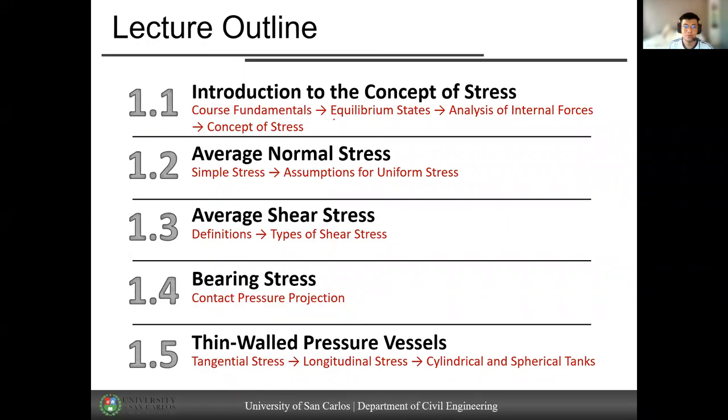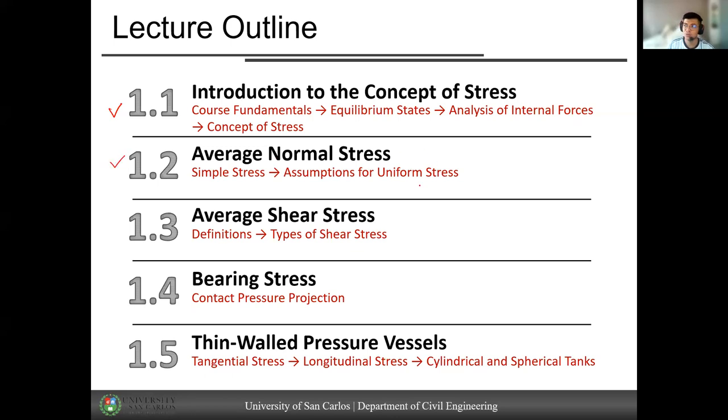Throughout the first part of the lecture, we'll be talking about stress and strain. First, we'll talk about the stress part. We're going to have different parts for the stress topic. As much as we can for this meeting, probably we can finish at least going towards the average normal stress.